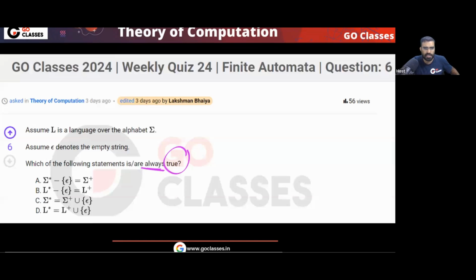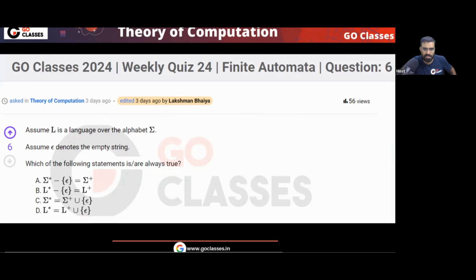Now let's see what is the answer for this question. Sigma star minus empty string is sigma plus. Yes, that is correct. Sigma star is sigma plus union empty string. That is correct. L star is L plus union empty string. That is correct. L star minus empty string. That is not correct. So option B will happen if and only if L does not contain empty string. So remember, the answer will be ACD.